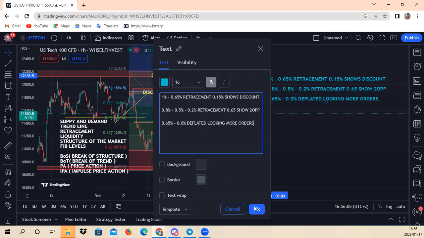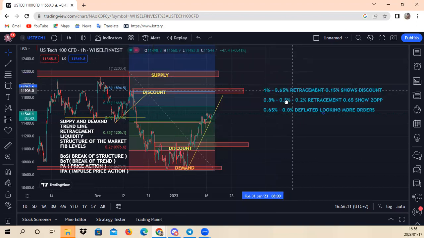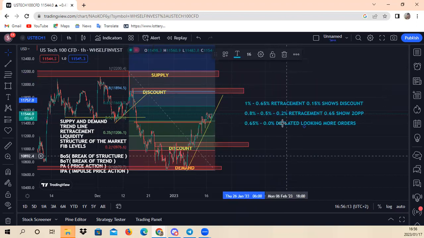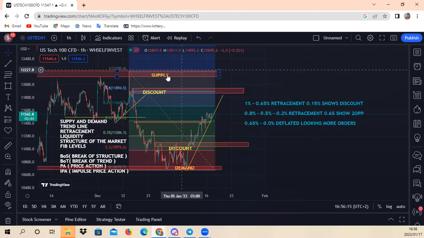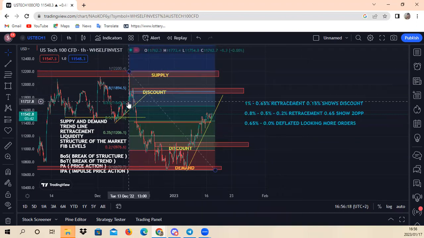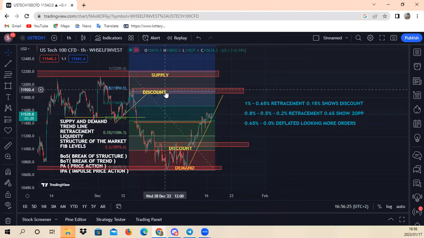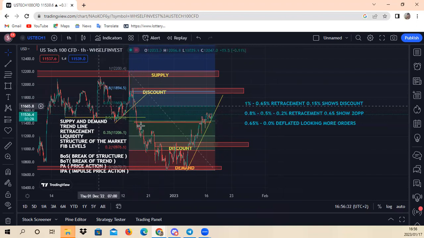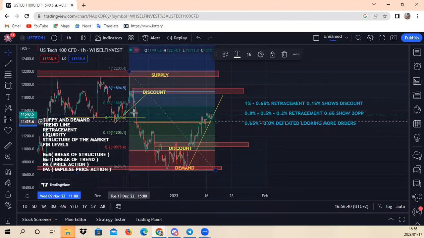Okay. So this is basically our Fibonacci structure that we are working with. You can see the 1%. It came down a little bit above the 0.5065 and then showed us the discount. After it showed us the discount, it moved. So it broke. The structure break was around the 50%. Once it broke that, it just kept going, because it's a breakage.